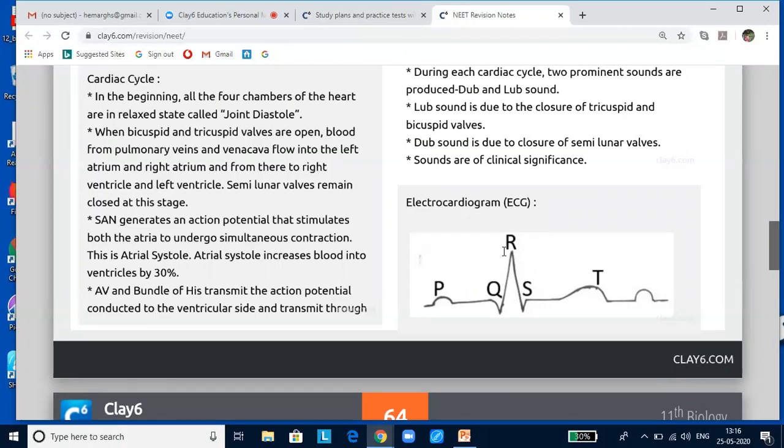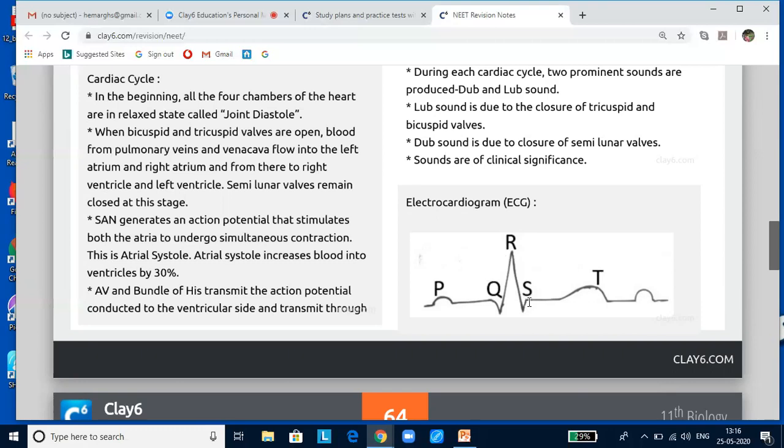The P wave in ECG represents the electrical excitation or depolarization of the atria, which leads to the contraction of both the atria. The QRS complex represents the depolarization of the ventricles, which initiates the ventricular contraction. Contraction starts shortly after Q and marks the beginning of the systole. The T wave represents the return of the ventricles from excited to normal state, that is repolarization. The end of the T wave marks the end of the systole.